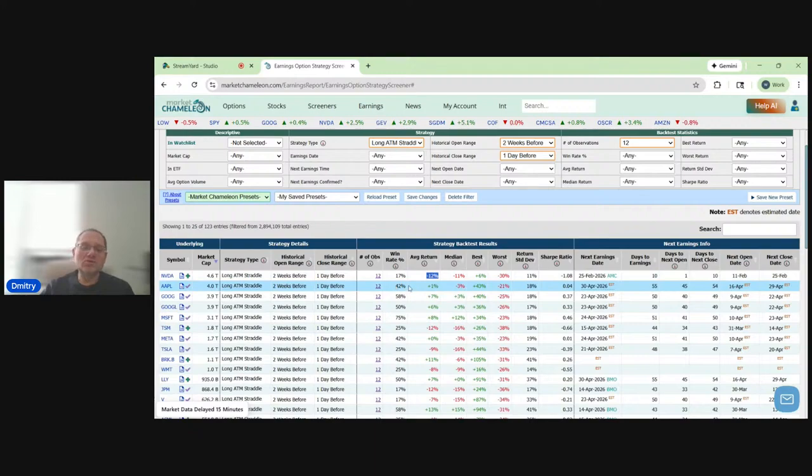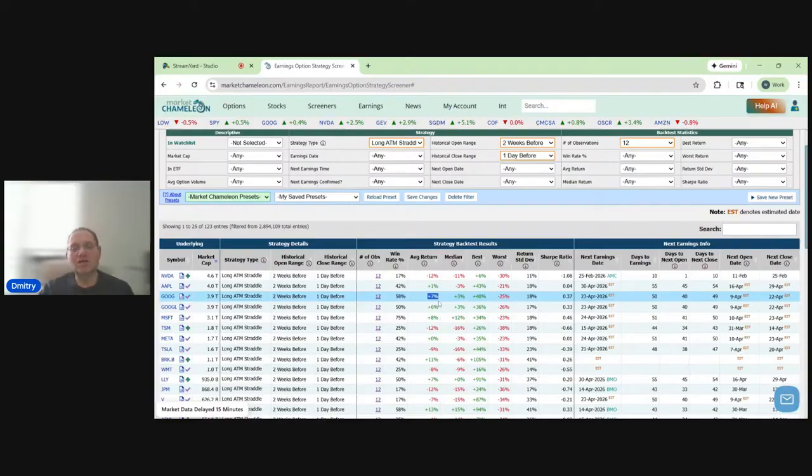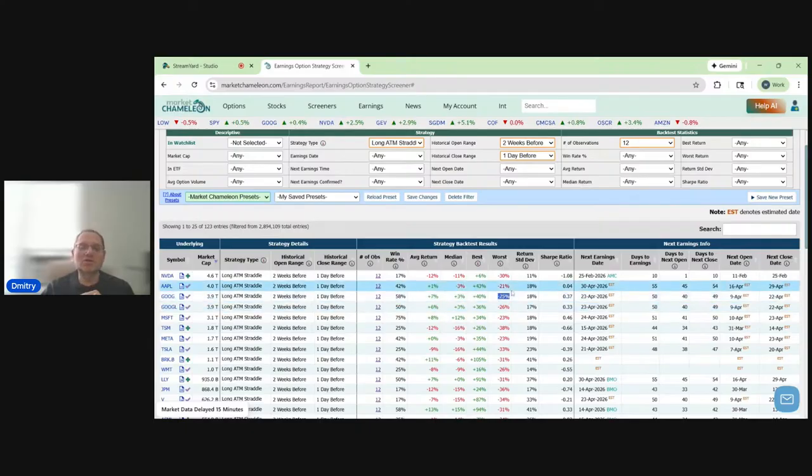Apple, 42% of the time was profitable, and that one actually did a little bit better than break even. Google, 58% of the time it was profitable with an average return of 7%. And then you could see the median return, best and worst. So even with all these, you could see that we don't see any straddles that lost 100%. The worst here is 30%, 21%, 25%.